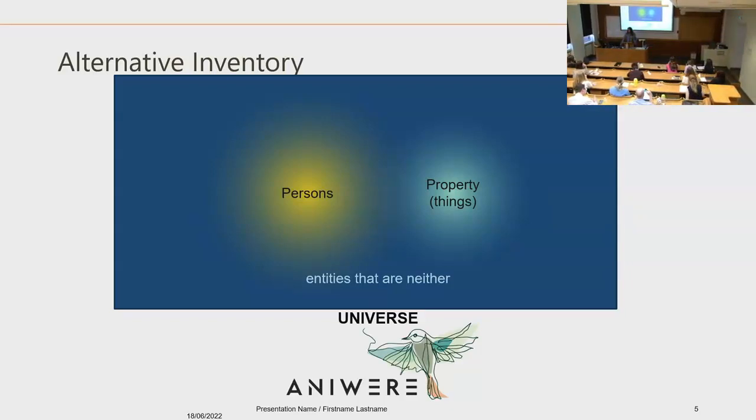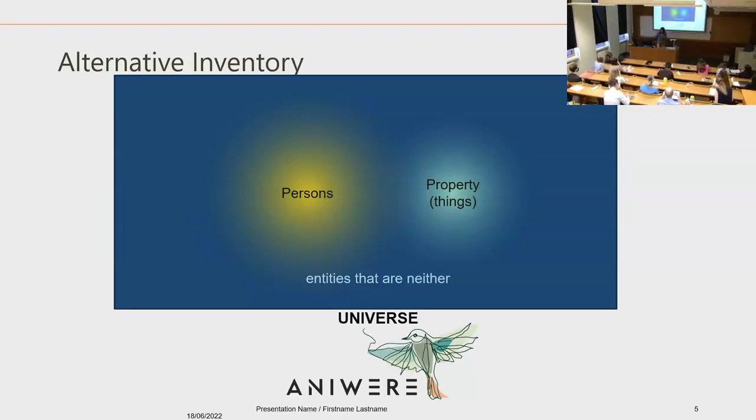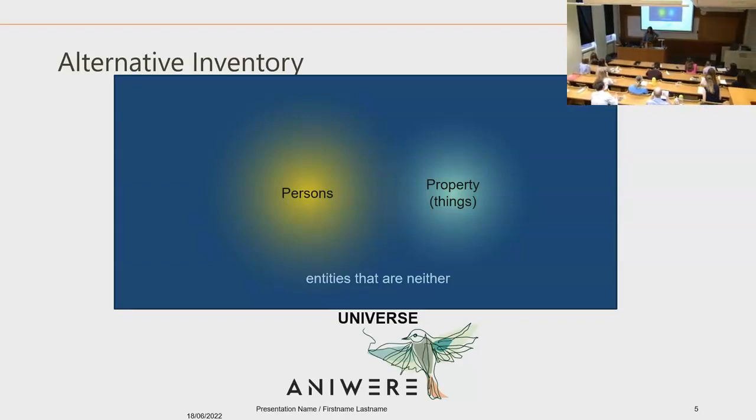This is approximately how I understand the inventory of the universe. There's persons and there's property, and actually these things should be closer to each other. I once figured out a way to do it, but now I couldn't remember how. It looked quite ugly if you put them right next to each other. But I think you can be person and property at the same time, at least to a limited extent. And I think there's entities that are neither. I think outlaws are the classic example, but you could also have other examples of entities that are neither persons nor property.